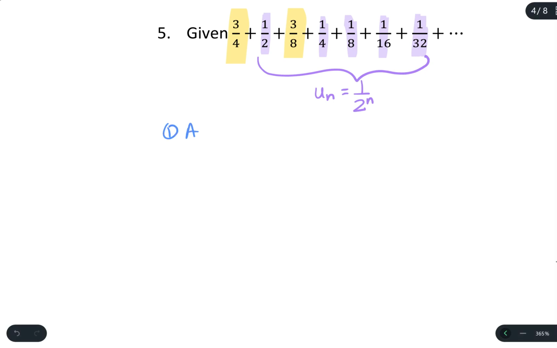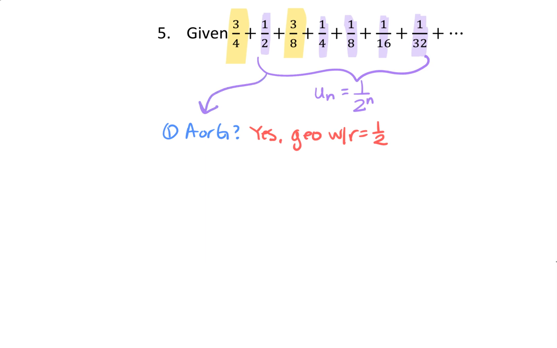So 1 over 2 to the nth power, is it arithmetic or geometric? Geometric. This one is geometric with r equal to 1/2. This is just the purple. So it's geometric with r equal to 1/2, so the absolute value of r is less than 1, therefore it is going to converge.